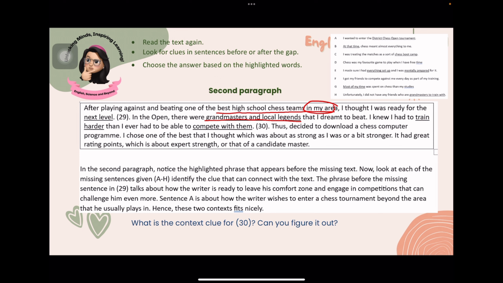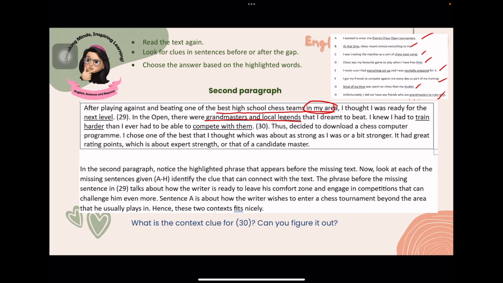This is all about wanting to bring their game to the next level, right? Wanting to beat more and more people other than just the people that this person has regularly competed with. So they want to get out of their comfort zone and beat more people, people that have a higher level of expertise. Which one of the sentence options here means almost the same thing? Wanting to get out of the comfort zone and wanting to beat someone with a higher level of expertise than the ones that this author is comfortable with.